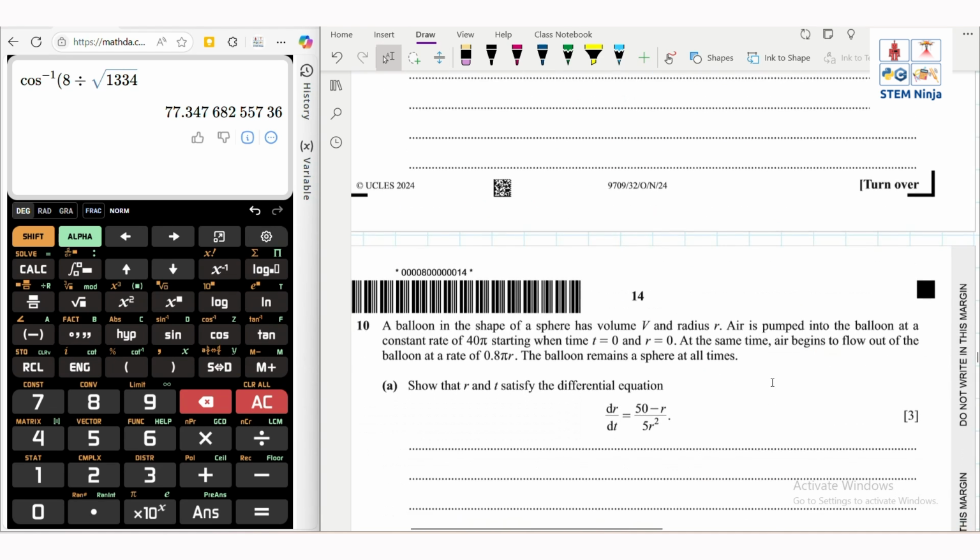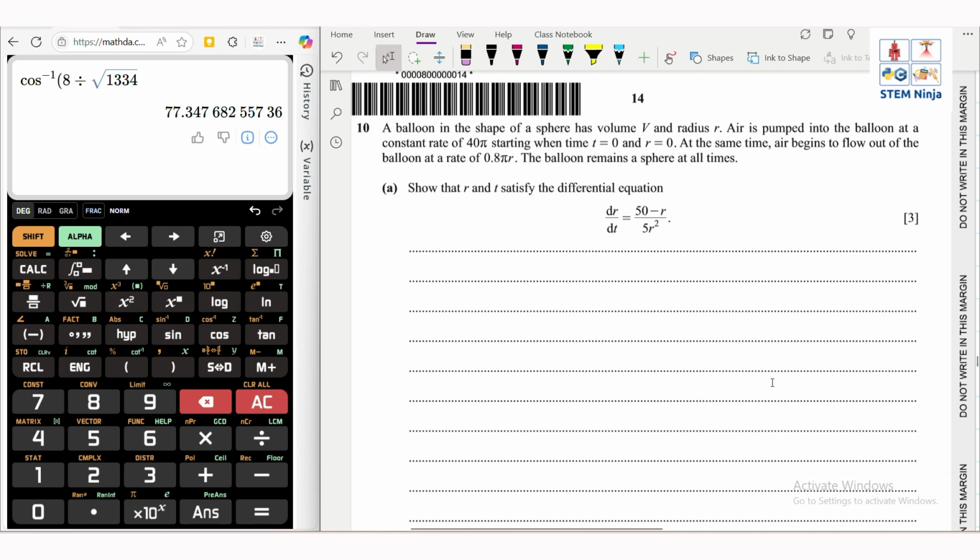All right. A balloon in the shape of a sphere has a volume V and a radius R. Air is pumped into the balloon. That means volume is increasing at a constant rate of 40 pi, starting at time t equal to 0 and r equal to 0. At the same time, air begins to flow out of the balloon at the rate of 0.8 pi r. The balloon remains a sphere at all times. Show that r and t satisfy the differential equations.